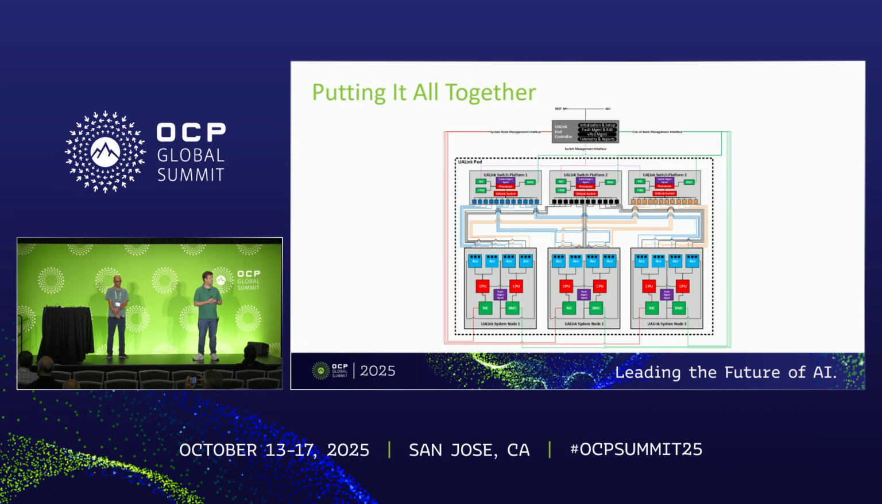The system nodes have a node management agent. The switch platforms have a switch management agent, and all of those are connected together to the UALink Pod controller that centralizes management and control.